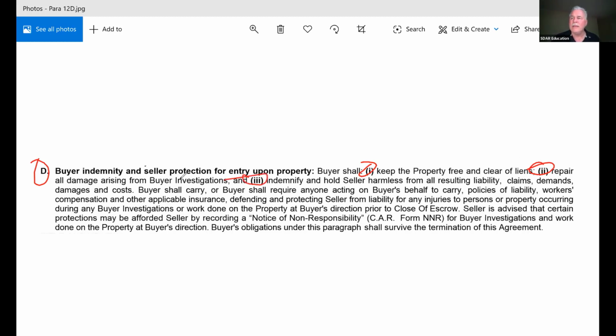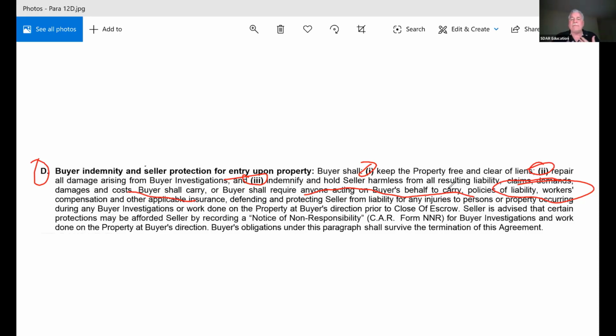Number three, indemnify and hold seller harmless from all resulting liability claims, demands, damages, and costs. Buyers shall carry or require anyone acting on buyer's behalf to carry policies of liability, workers' comp, and other applicable insurance, again, defending and protecting the seller from liability for any injuries to persons or property occurring during any buyer investigations or work done on the property at the buyer's direction prior to close of escrow.